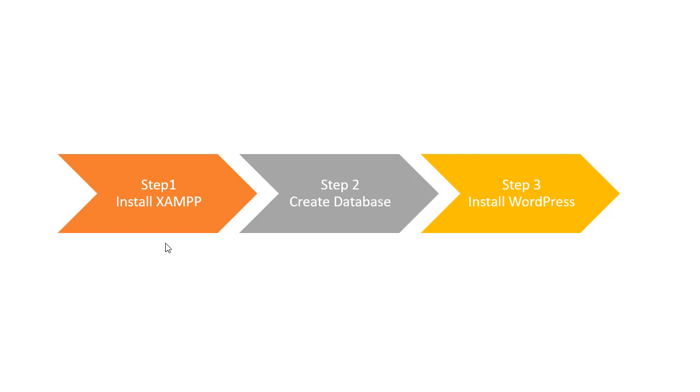Okay, let's start by taking a look at what we're going to do. First of all, we're going to install Zamp, then we're going to create a database, and then finally we're going to install WordPress on our new server.